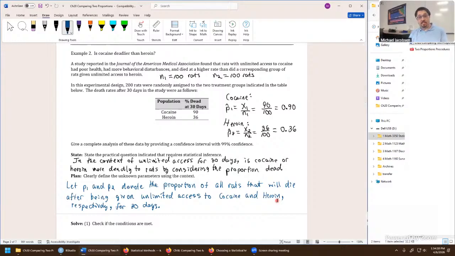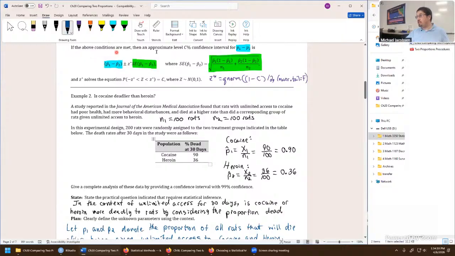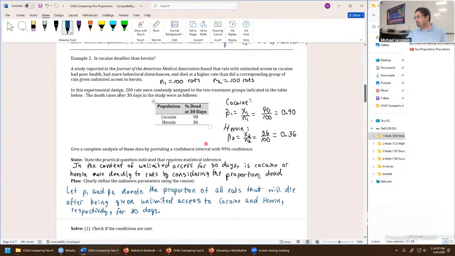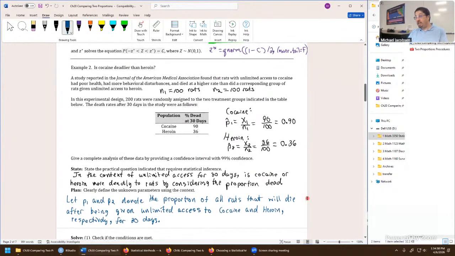Next thing we need to look into is to see, are the conditions even met for these data? Then we'll run through the mathematics of the confidence interval itself, this part up here. Well, any questions at all, folks? Writing down the parameters?